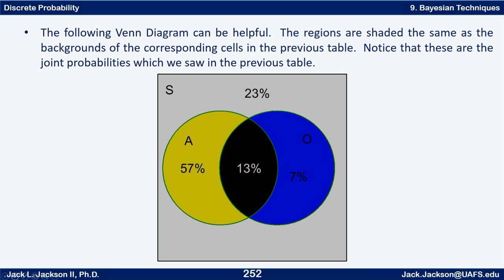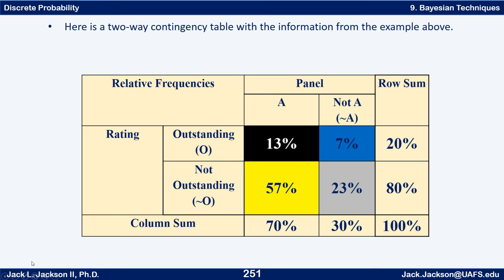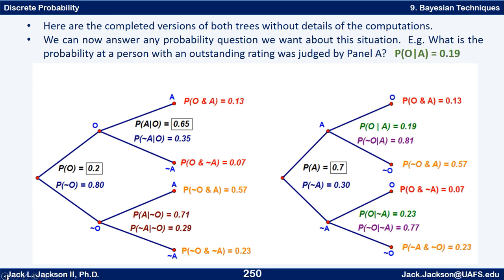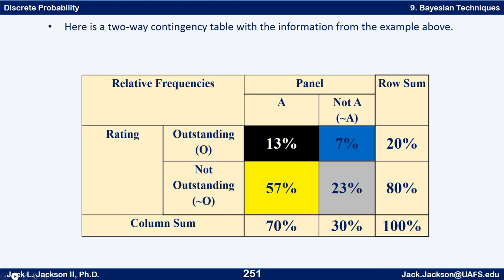And so those are just the joint probabilities. Actually, there is less information in this diagram than in this one because it just has these four. And there's really less information here than there is in the table because the table has the conditional probabilities as well.